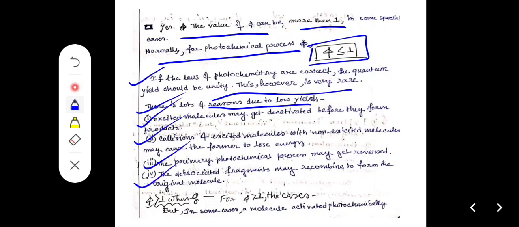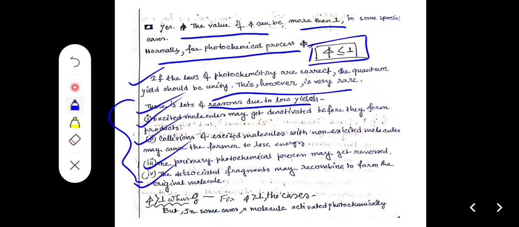Fourth, the dissociated fragments may recombine to form the original molecule. Sometimes the dissociated molecules recombine and produce the original, starting molecule. So by this fourth way product formation does not take place, and the yield is very low. Okay.